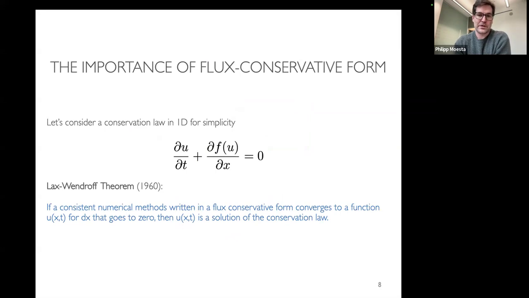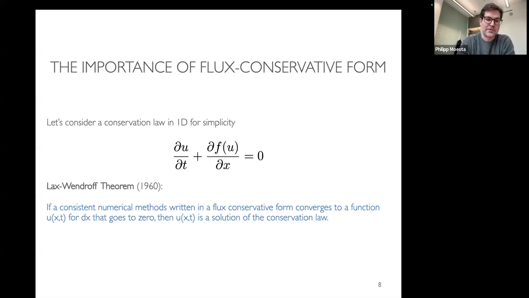Okay, so why do we care about having this flux conservative form in the first place? This comes down to what we can achieve once we discretize the system. To introduce this, let's go one step backwards and look at a simple conservation law in 1D. Here you see a variable u, and we have the time derivative plus a spatial derivative of a function f of u, and this is conserved, so it equals 0.